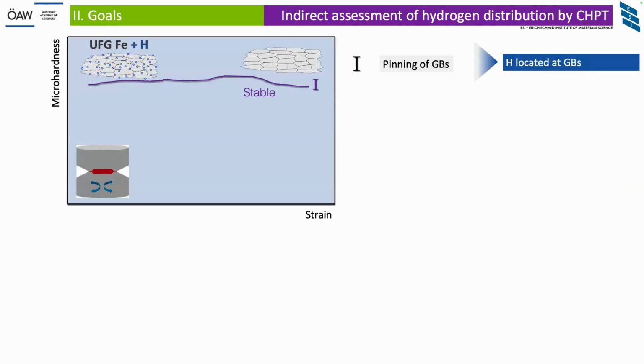The idea actually was we have two extreme cases. The first one, if we now take this hydrogen charged structure, cyclically deform it, and we do not have cyclic softening, so microhardness is maintained, there is no structural change. We know that there is pinning of hydrogen at grain boundaries. So hydrogen must be located at the grain boundaries.